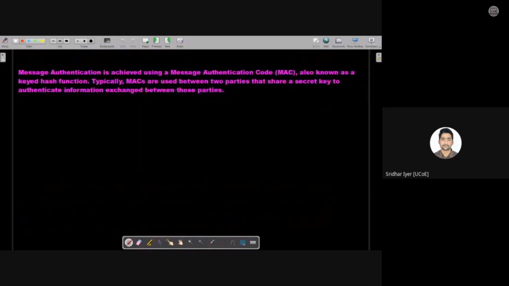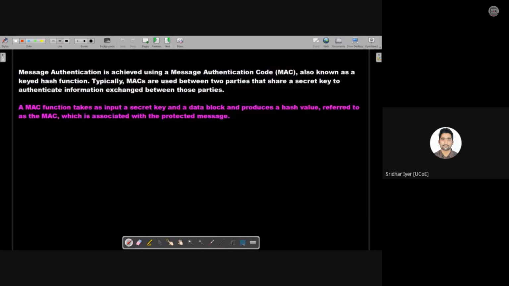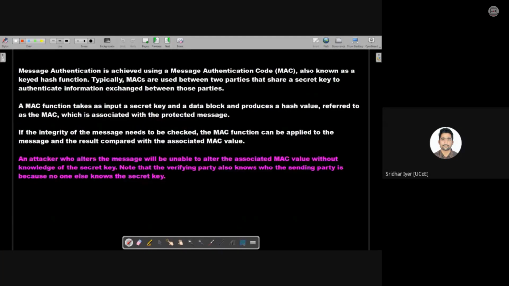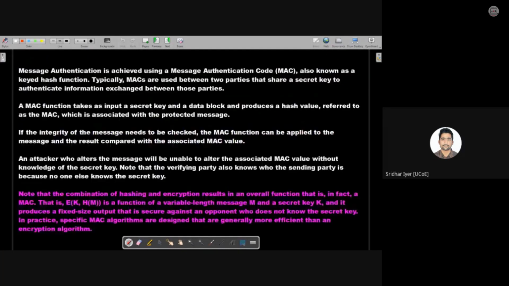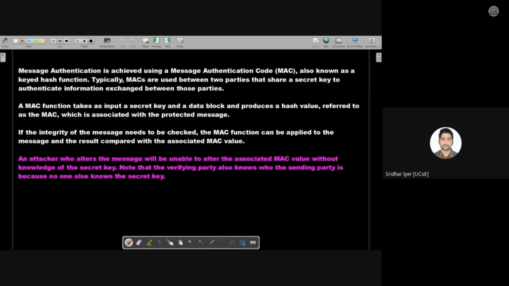Fine. And after that, we saw what exactly a message authentication code is. I told you that whenever we combine hashing and encryption together, that is what we call a message authentication code. For example, what you can see here, hashing followed by encryption with the key K, is what we call a MAC, or a message authentication code. So this is what we had done in the previous two lectures from this module number 3.